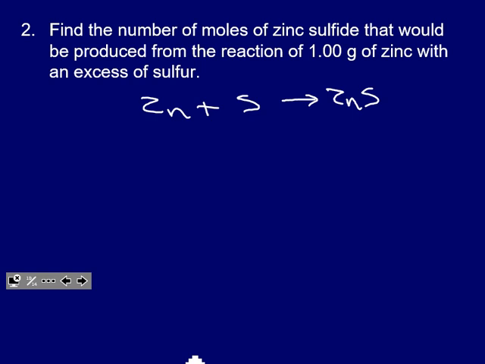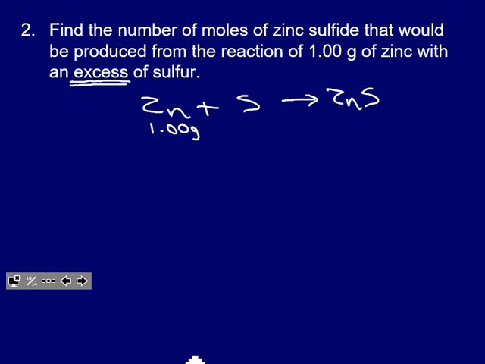1 gram of zinc, 1.00 grams. So I write it in the grams location. Notice that it says that the other reactant, the sulfur, is in excess. We use that term often, stating that we've got piles of sulfur, like all kinds of sulfur. So what this means is that the zinc is going to control the chemical reaction because I've got lots of sulfur, okay? I want to find moles of zinc sulfide.